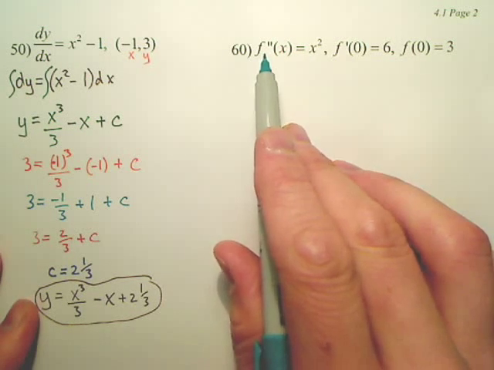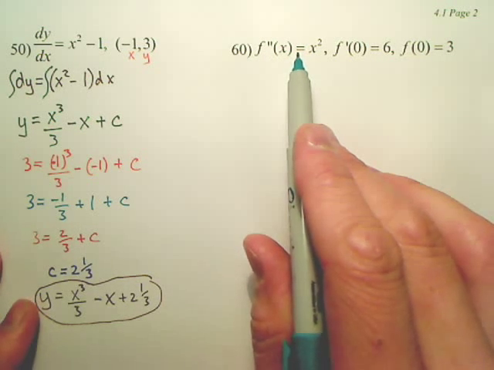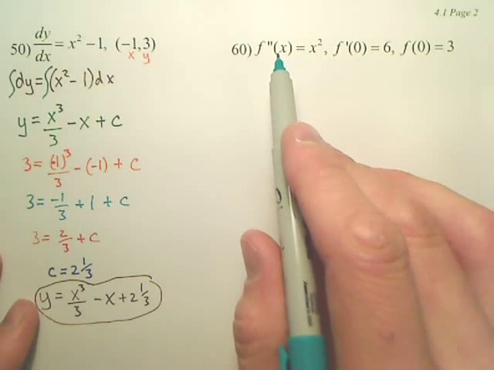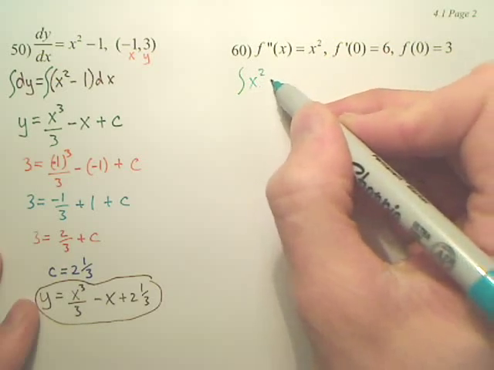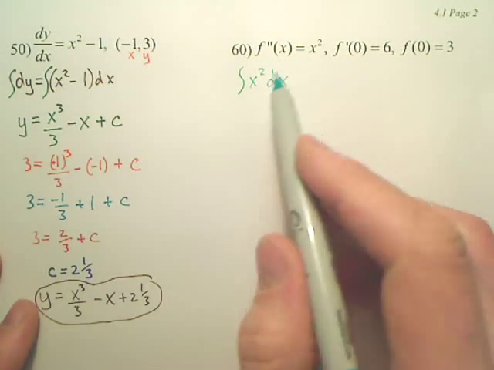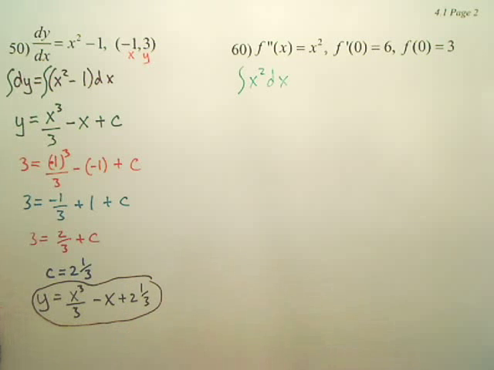We're starting with the second derivative. I first want to go to the first derivative. So to work my way back, I basically need to integrate x squared dx. So I'm going to integrate this. That will get me back to my first derivative.